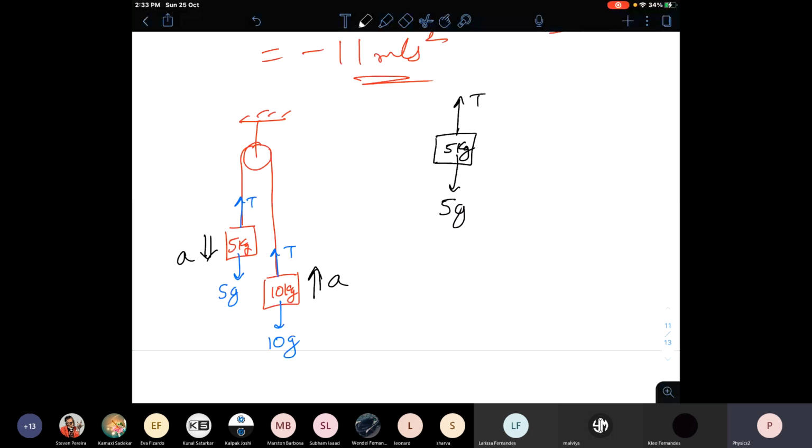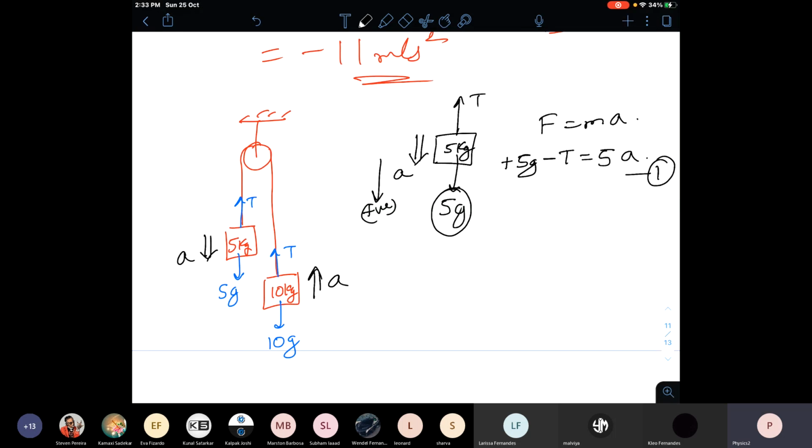Okay. Acceleration is in the downward direction. So what I can say is that this direction will be considered as positive for 5 kg. Okay. So I can write F equals MA. 5g is in the positive direction, so plus 5g. T is in the negative direction, so minus T. This equals m, m is 5, 5a. Okay. This is the first equation you can say.